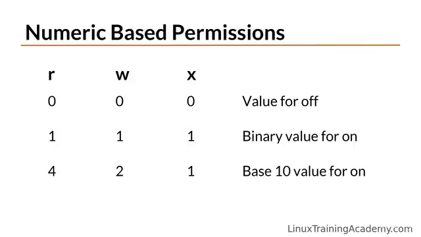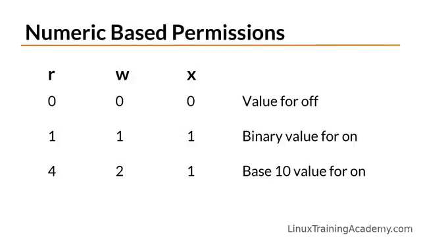So if R, W, and X are all set to off, the binary representation is 0, 0, 0. If they're all set to on, the binary representation is 1, 1, 1. If you want to omit the write permission, the binary representation would be 1, 0, 1. To get a number that you can use with chmod, convert the binary representation into base 10 or decimal. So really the shortcut here is to remember that read equals 4, write equals 2, and execute equals 1.